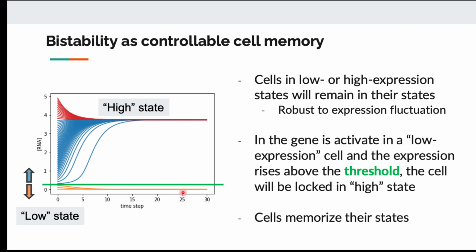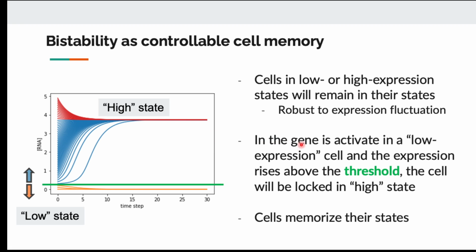If you have a cell in the low state, even if the gene gets transcribed a little bit, after a while the cell will return to the low state. And if the cell is in the high state, even if you have slightly more or slightly less production, the cell will bounce back to the high state.